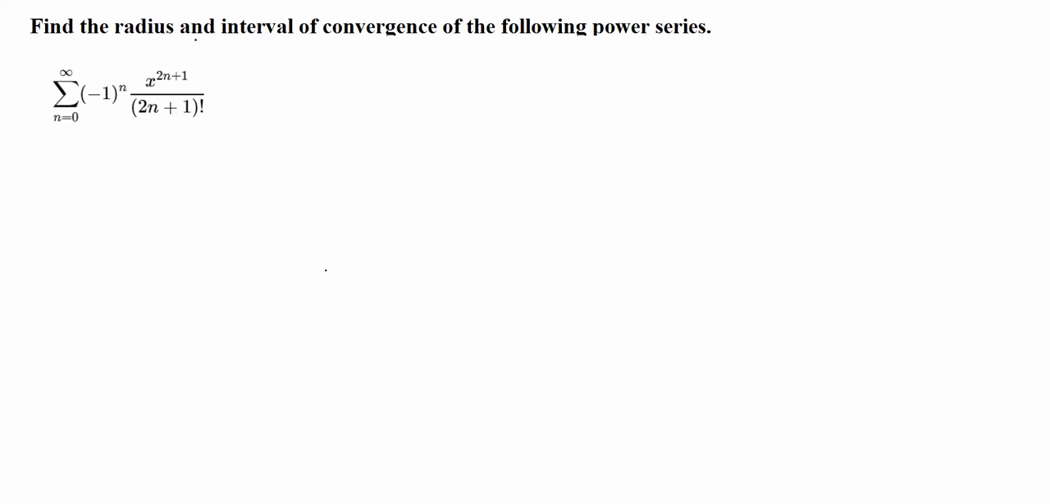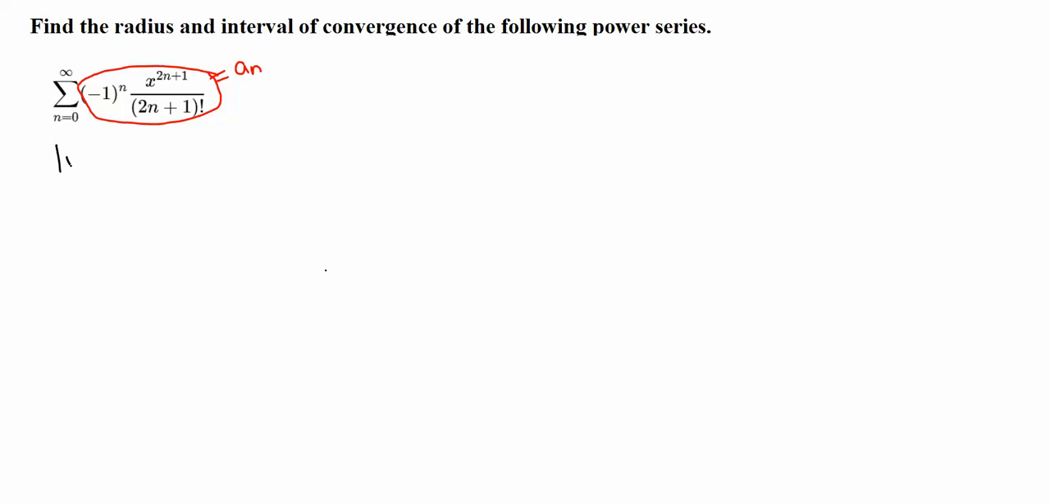Find the radius and interval of convergence of the following power series. We have the sum from n equals 0 to infinity of (-1)^n x^(2n+1) over (2n+1) factorial, and we always call everything here a_n, and use the ratio test for convergence.